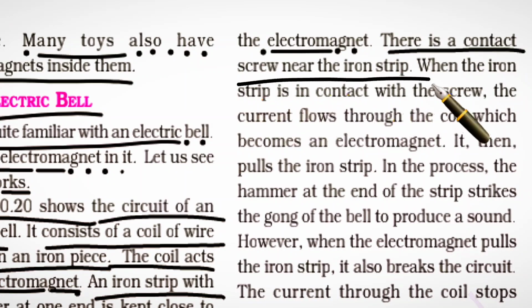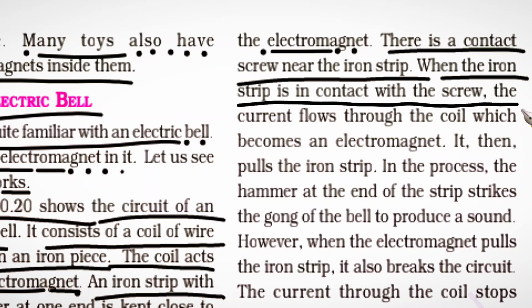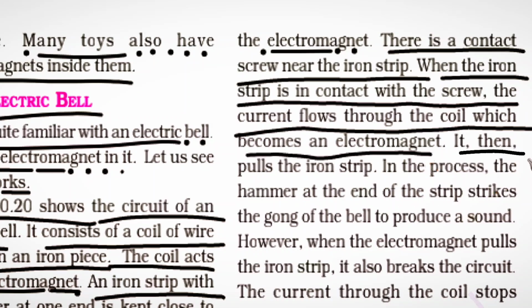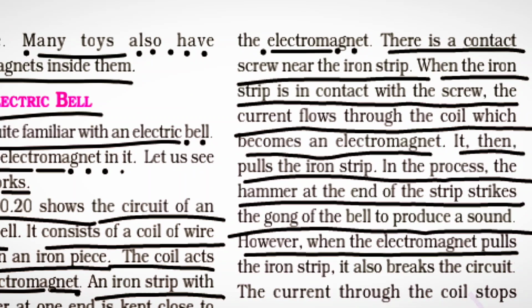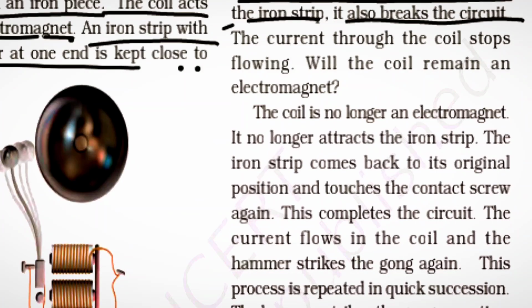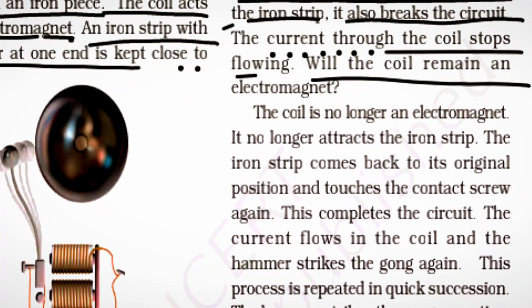When the iron strip is in contact with the screw, the current flows through the coil, which becomes an electromagnet. It then pulls the iron strip, in the process the hammer at the end of the strip strikes the gong of the bell to produce a sound. However, when the electromagnet pulls the iron strip, it also breaks the circuit. The current through the coil stops flowing. Will the coil remain an electromagnet? The coil is no longer an electromagnet.